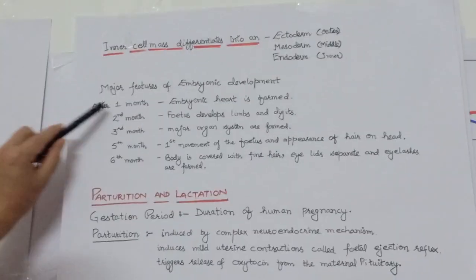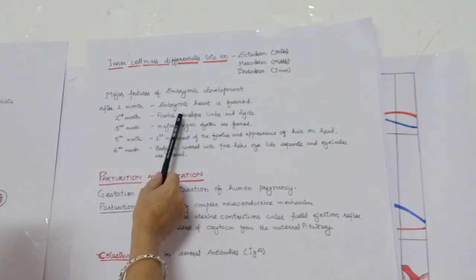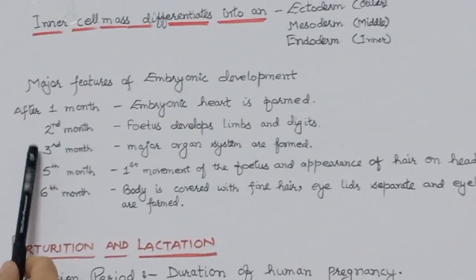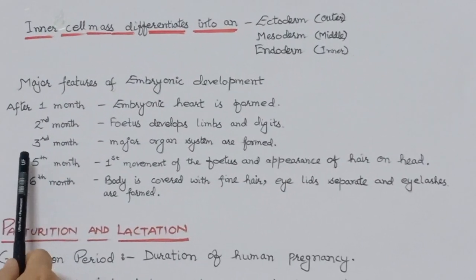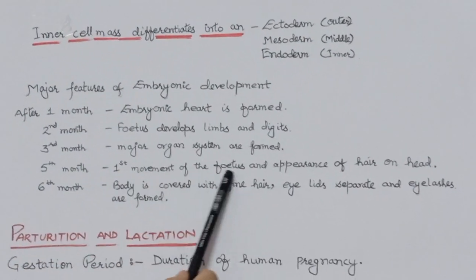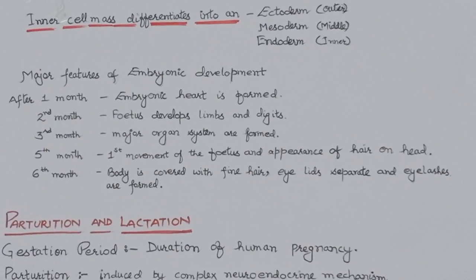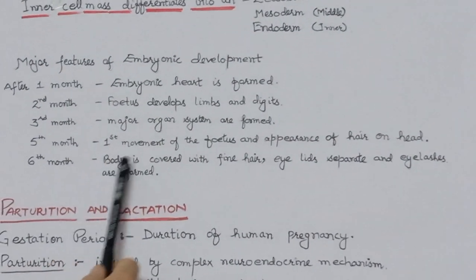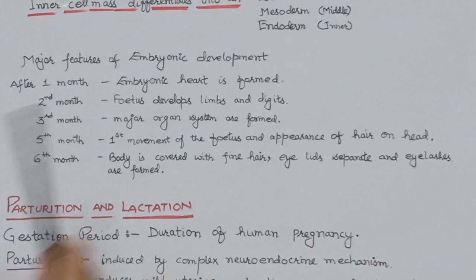Now after 1 month, the embryonic heart is formed. After the second month, the fetus develops limbs and digits. After the third month, the major organ systems are formed. And after the fifth month, there is the first movement of the fetus and the appearance of hair on the head. At the end of the sixth month, the body is covered by fine hair, the eyelids separate, and the eyelashes are formed.